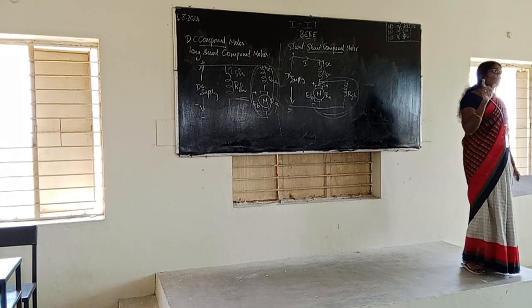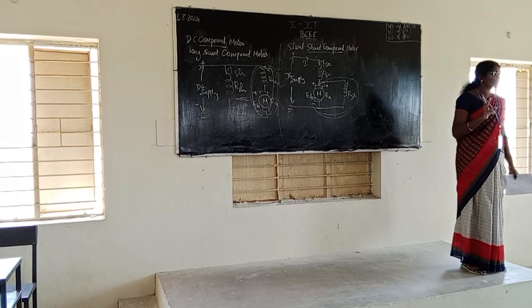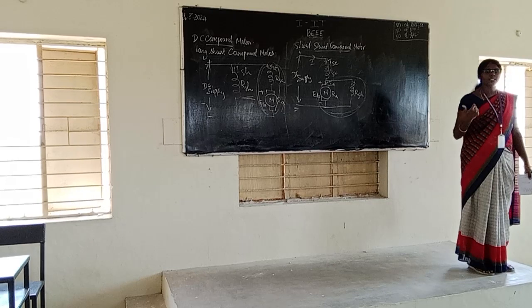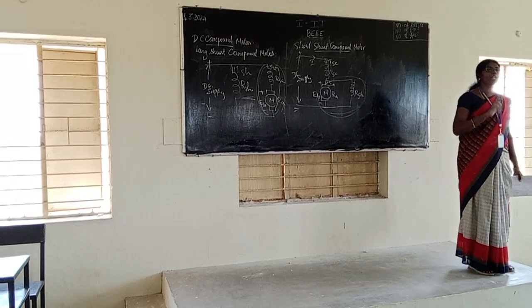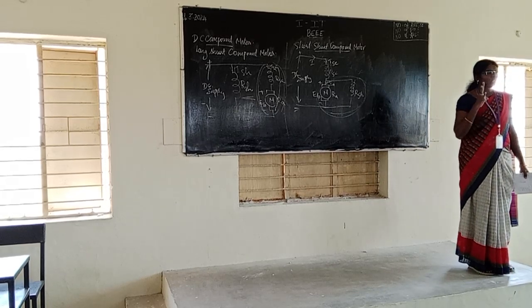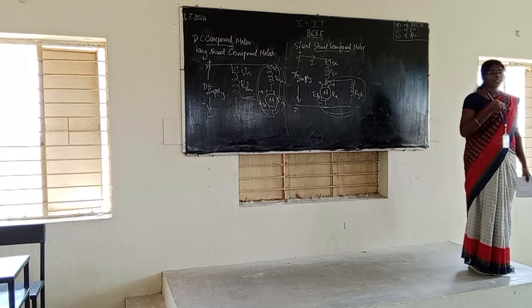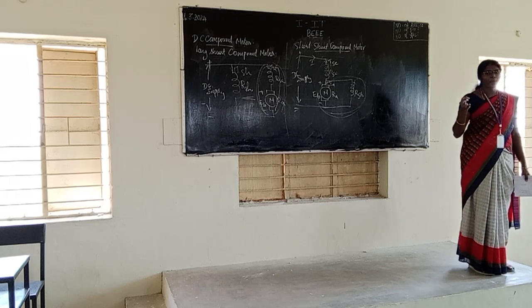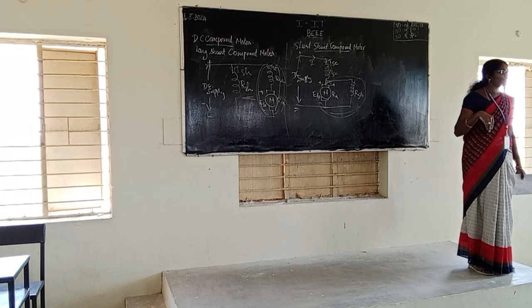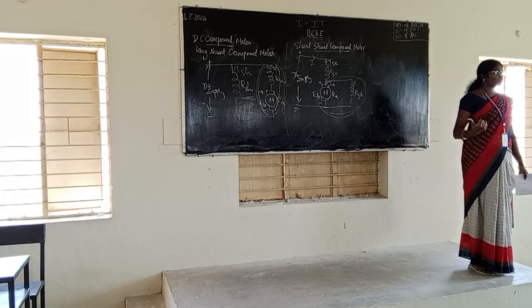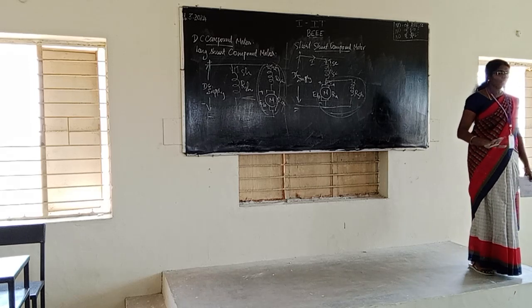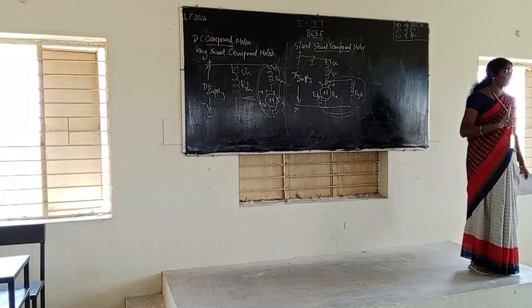Okay, so the DC motor is further classified into two: one is self-excited, the other is separately excited. Self-excited is further classified into series, shunt, and compound. The compound motor is further classified into long shunt and short shunt. Now we are clear with the classification along with the diagram for each case.